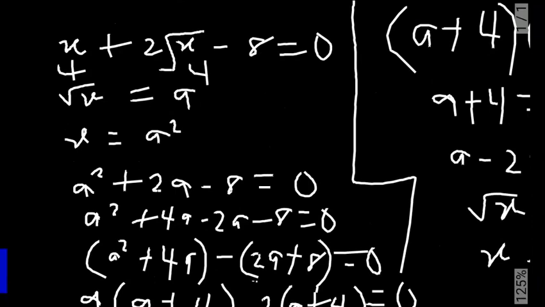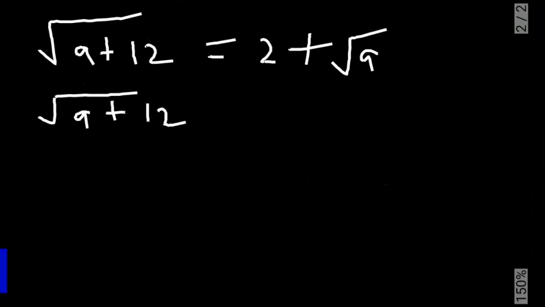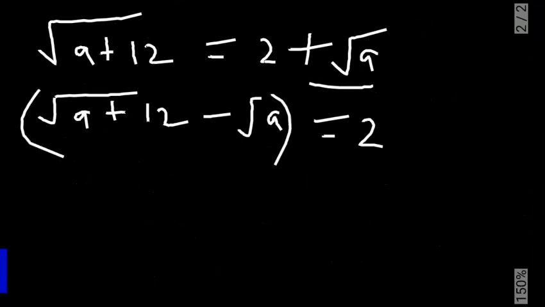Let's take the other part. So this is actually a bit different. Here we have radicals in both sides of the equation, left hand side and right hand side. Let's bring the radicals together. Bringing this here, we have minus root a equals to, closing them in brackets.